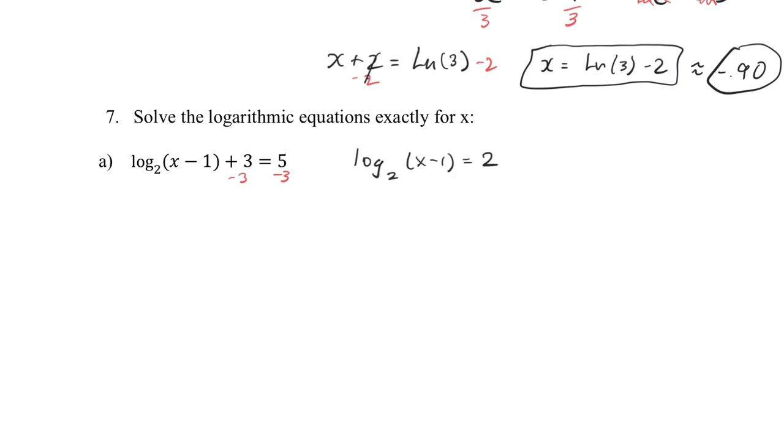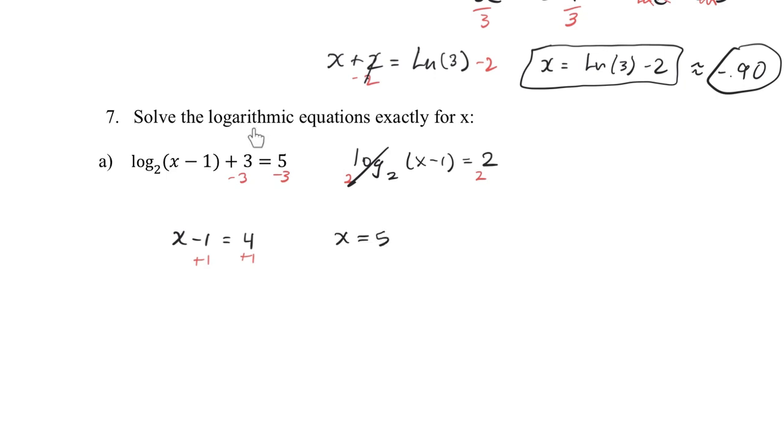Now we cancel a logarithm using a base of 2. So we have now x minus 1 is equal to 2 squared, which is 4. Add 1 to both sides. And we get x is equal to 5.